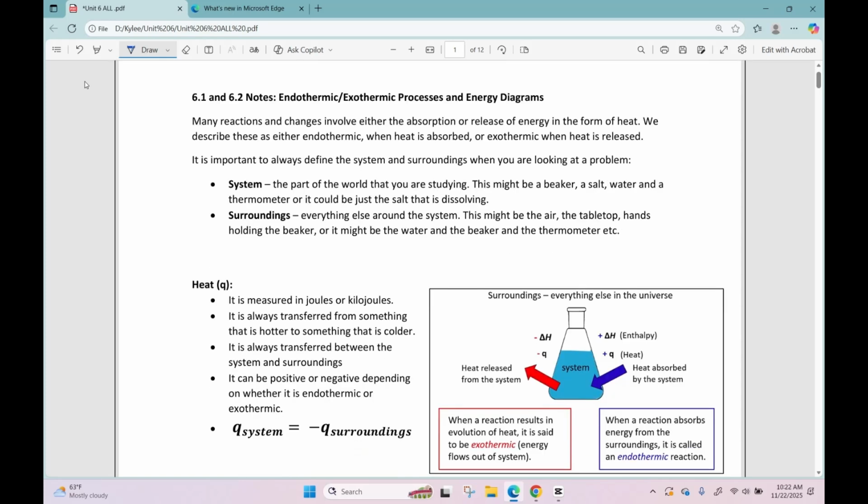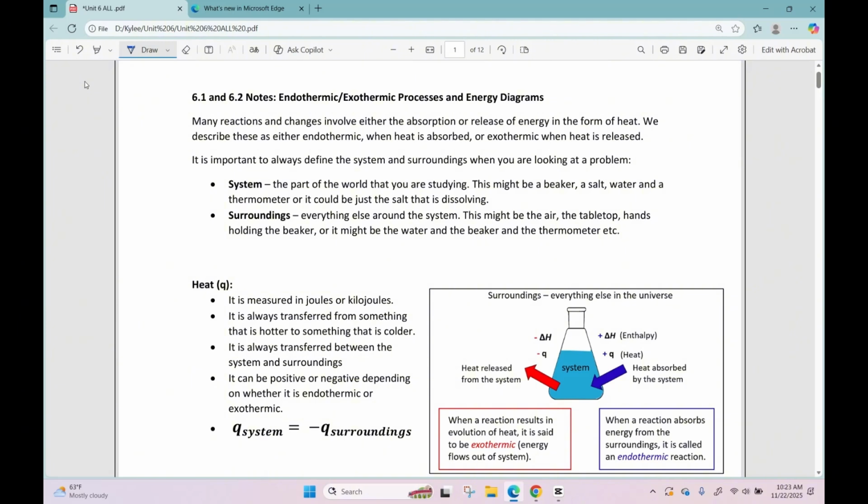When we talk about heat and thermal energy, it's always important that we define the system versus the surroundings. I will say that this is one of the more challenging things for students to understand: what is the system and what is the surroundings. The system is the part of the world that you're studying. It might be a beaker, a chemical salt, water, or a thermometer, or it could be the salt that's dissolving. The surroundings are everything else except the system.